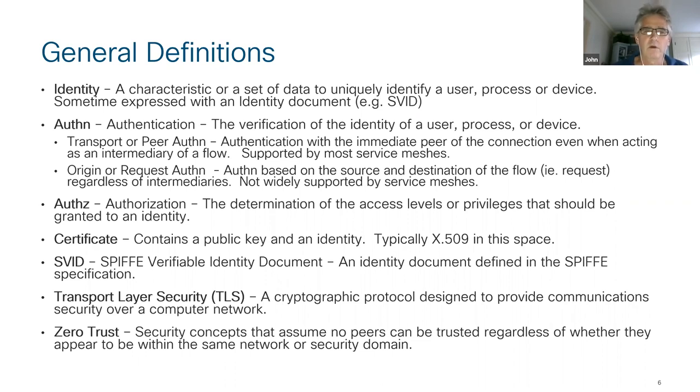Then we talk a little bit about authorization, which is, now that we know an identity, or assuming we know an identity, you might want to grant different privileges or access levels to that identity. So it's the next level of choice, and it gives you a lot more granularity and control over how you might want to do things.